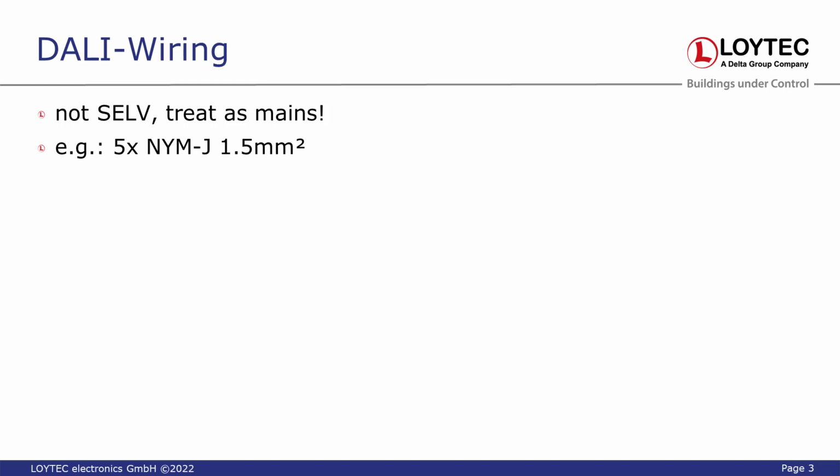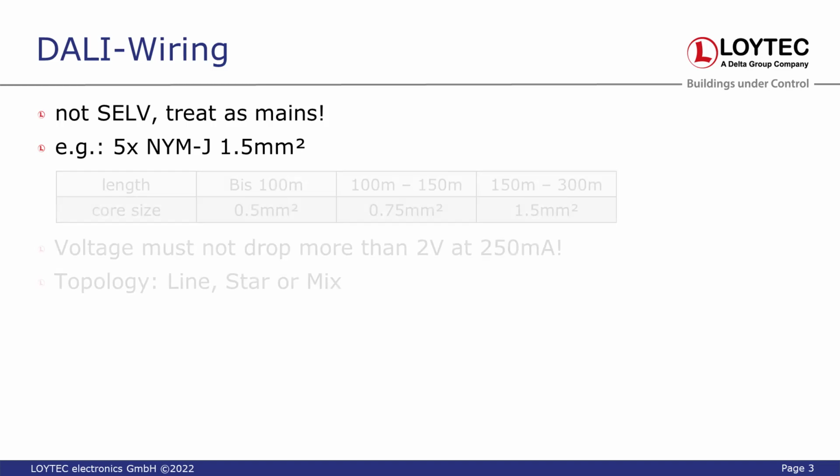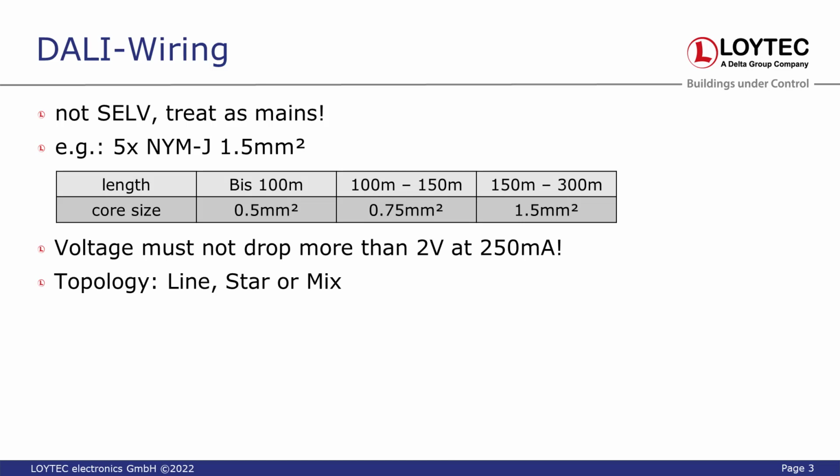The max length of a DALI bus should not exceed 300 meters. In this table you will see the max DALI bus length when using the specified conductor size. This table is calculated through the restriction that the voltage drop shouldn't exceed 2 volts at 250 milliamperes.